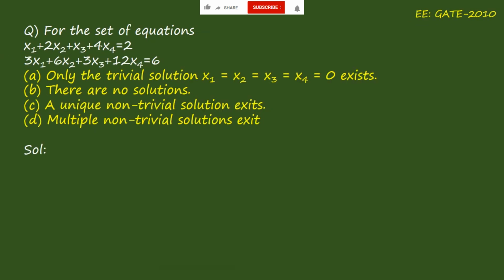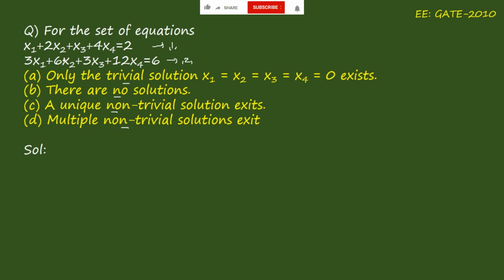Now come to the next question. The question is, for the set of equations x1 plus 2x2 plus x3 plus 4x4 is equal to 2, and 3x1 plus 6x2 plus 3x3 plus 2x4 is equal to 2. They are given two equations. This is equation 1 and this is equation 2, right? So they are asking whether it is a trivial solution, or no solution, or a unique non-trivial solution, or multiple non-trivial solutions.